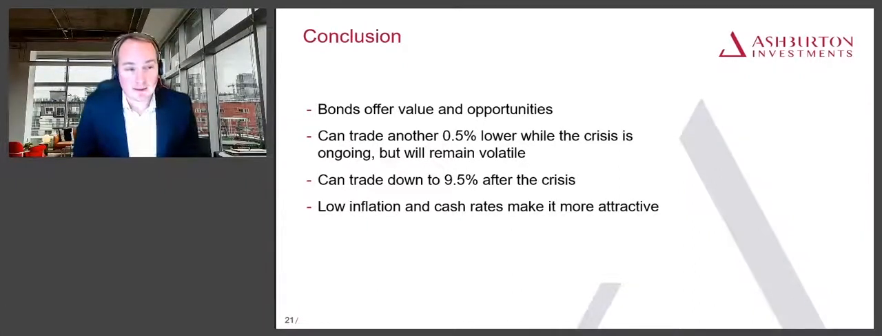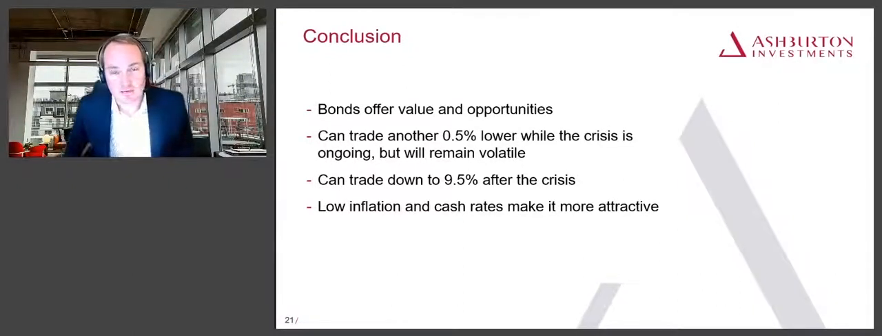Given that JIBAR is sitting at the moment close to 4.6 and the repo rate is currently about 4.25, cash rates are likely to be quite a bit lower in the next 12 months, and money market rates are likely to be a bit lower, and can be well augmented by investing in something like the Ashburton Bond Fund. We can trade another 50 basis points lower while the crisis is ongoing, but it's going to be hard to trade through that 9.8 to 10% level on the SA 10-year while we haven't seen more of a resumption in both the local and the global economy.